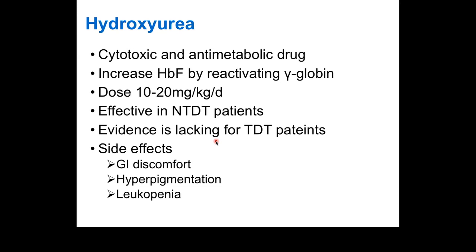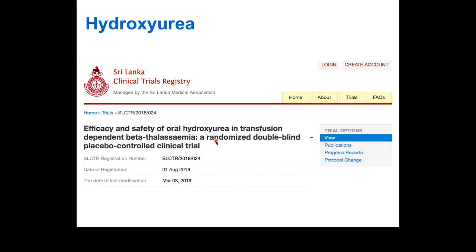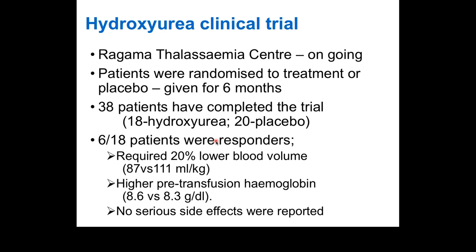Because the evidence is lacking for use of hydroxyurea in transfusion-dependent thalassemia patients, we recently started doing this randomized double-blind placebo-controlled clinical trial in Dragama thalassemia unit in adult patients with transfusion-dependent beta thalassemia. We have manufactured exactly similar identical placebo to hydroxyurea, and we have been doing this trial for the last 1.5 years. So what are the results that we have found?